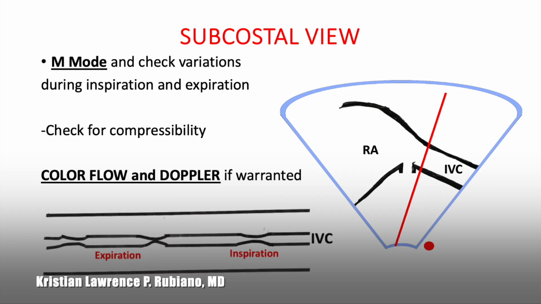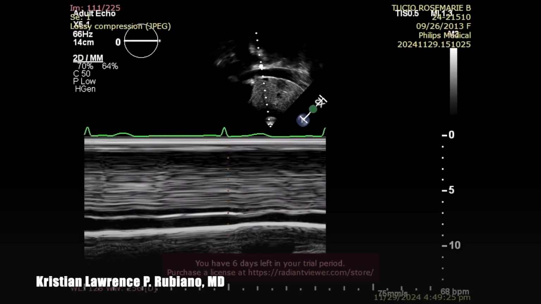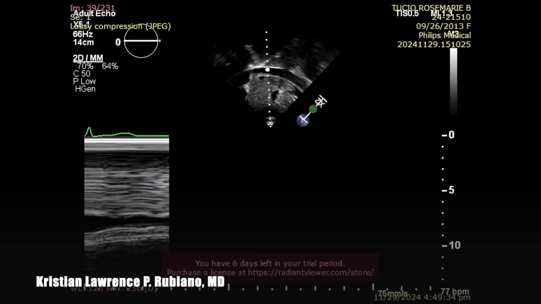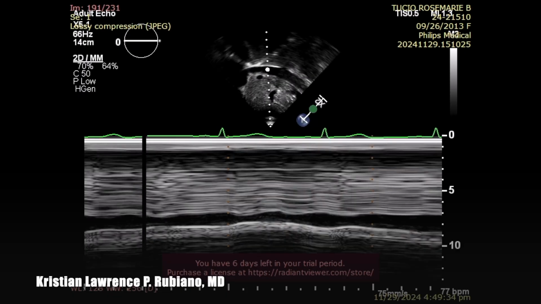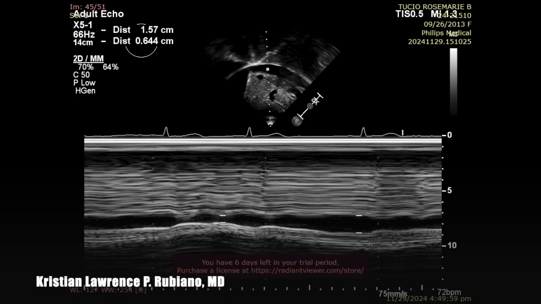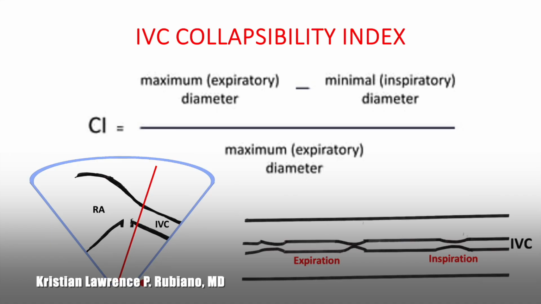The IVC is measured just below the diaphragm, approximately 1 to 2 centimeters from where it enters the right atrium. Then do M mode. Measure the IVC at its widest during expiration and narrowest during inspiration. Calculate the IVC collapsibility by taking the widest, subtracting the narrowest, then dividing by the widest, and multiplying by 100 to get the percentage. Normal IVC collapsibility is greater than or equal to 50%.